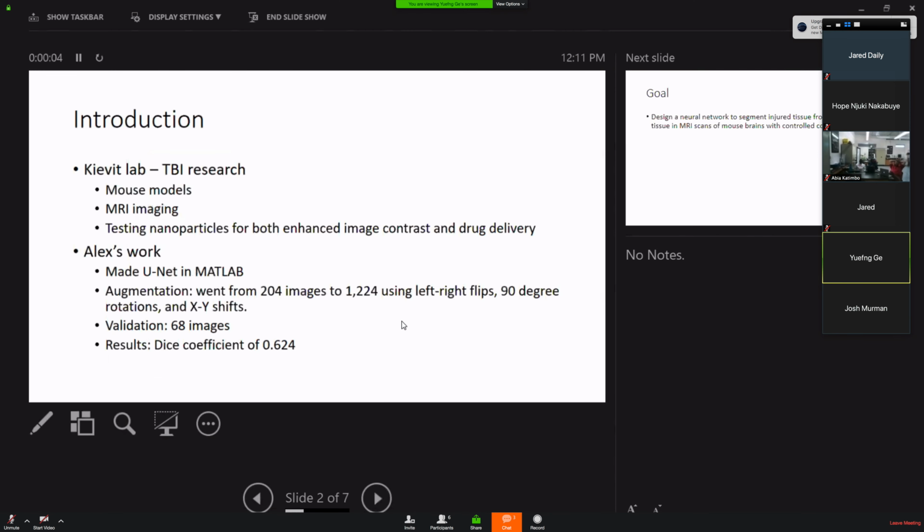Okay, a previous student did some work already. He used a UNet, and one of the problems that we were facing was we only had about 204 images that had brain injury on them. So he augmented it using flipping and rotations. Then he saved 68 images for validation, and he got a decent Dice coefficient for his segmentation.